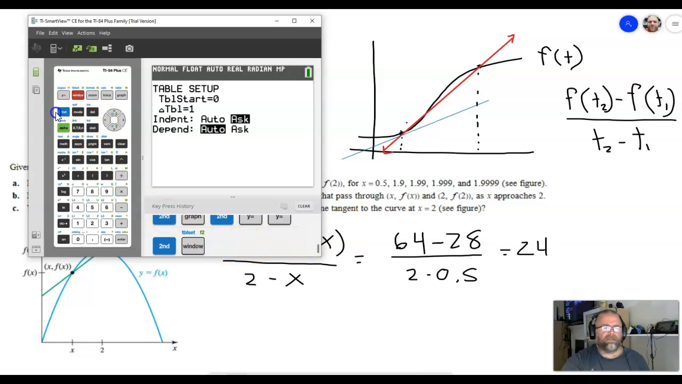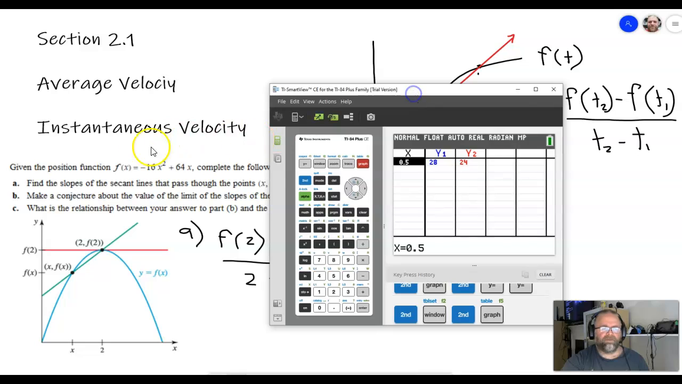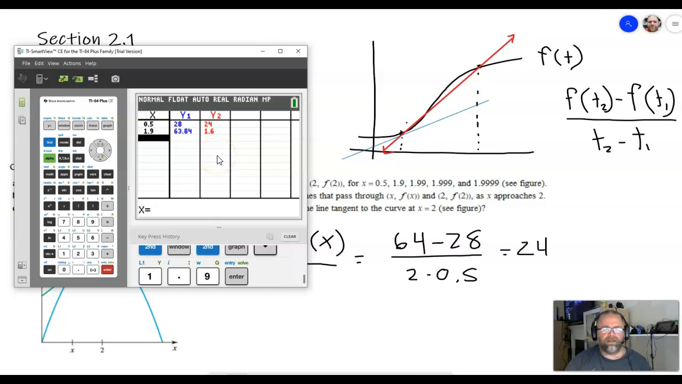All right, so let's go to table. I've already put in 0.5. And it says when we evaluate 0.5 in equation y1, which is just the equation that they originally gave us here, we get the 28. That's where we got this 28 here. And then y2 is the entire thing, and that gives us 24. So now I'm just going to go ahead and use this to find my other ones. So for 1.9, I just put in 1.9, enter. And you can see that my slope of that secant line is going to be a 1.6.